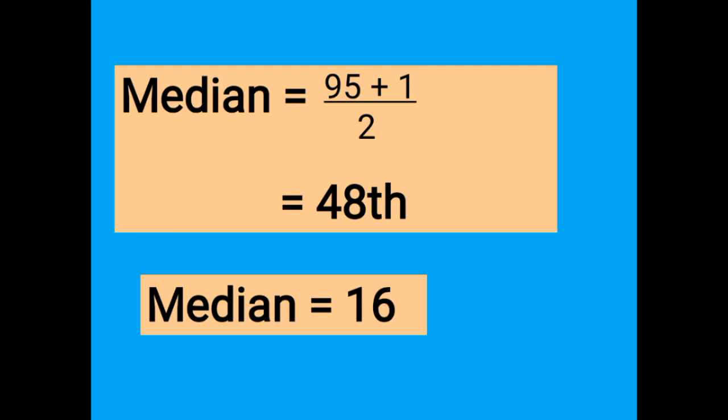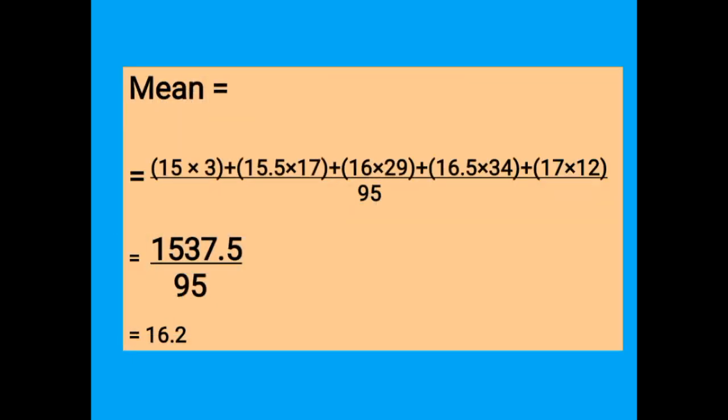The mean. To find the mean, multiply all the data values and their frequencies and add them together, then divide by the sum of the frequencies. So, X bar equals 15 times 3 plus 15.5 times 17 plus 16 times 29 plus 16.5 times 34 plus 17 times 12, divided by 95, equals 1537.5 divided by 95, equals 16.2.